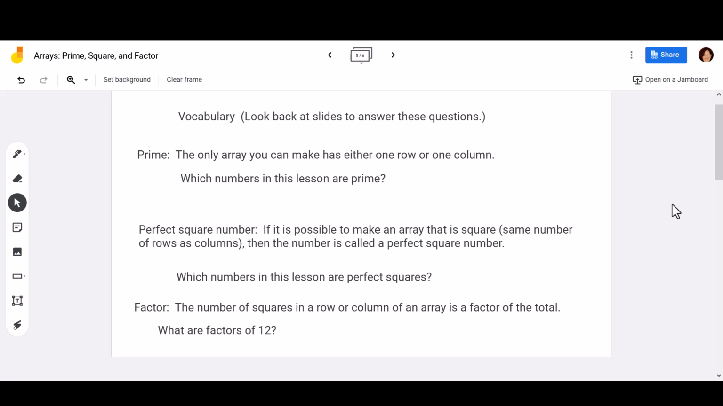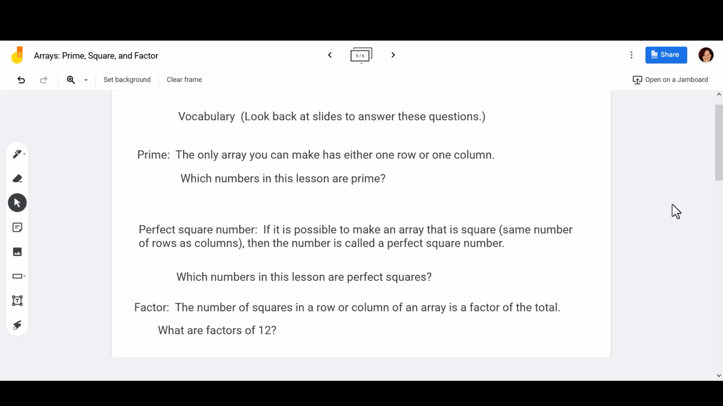Now here, we're going to build the vocabulary. So explain to them what prime means, that the only array that you can make has either one row or one column. And then have them look back through the slides and find the prime numbers. Which ones was it only possible to make either one row or one column, and write them down.